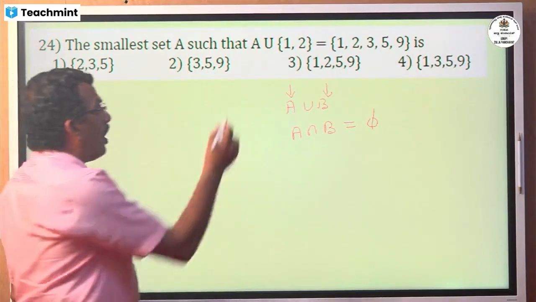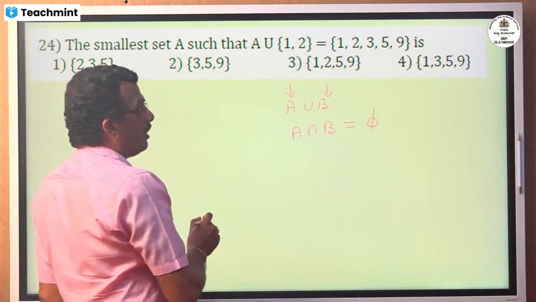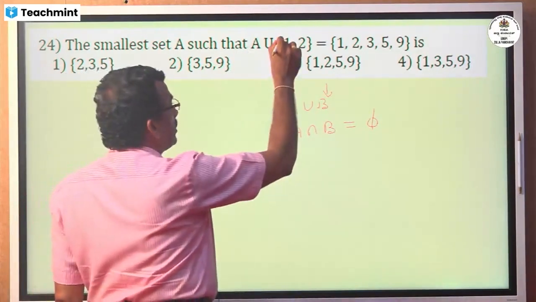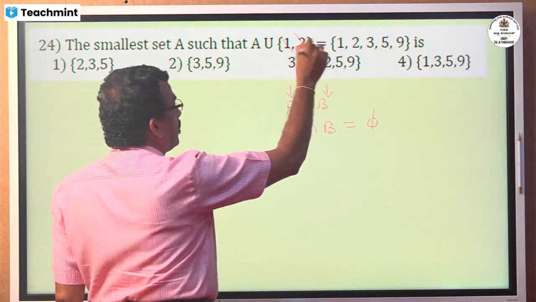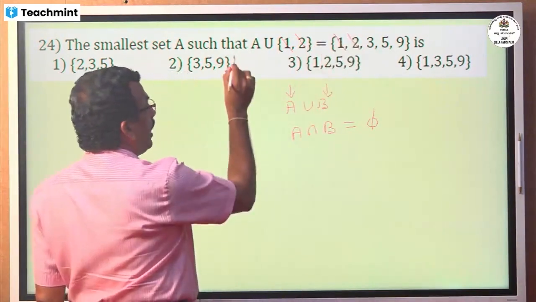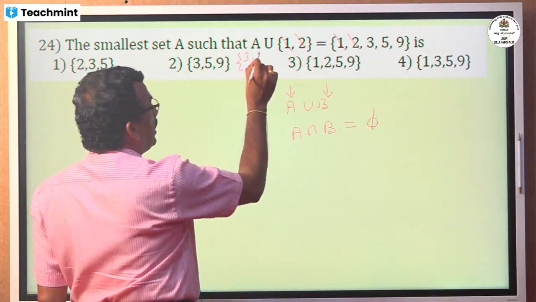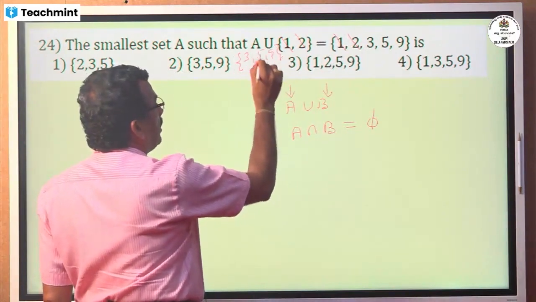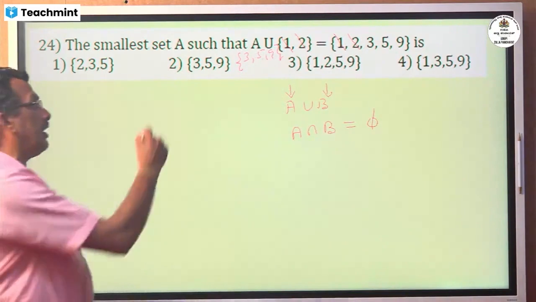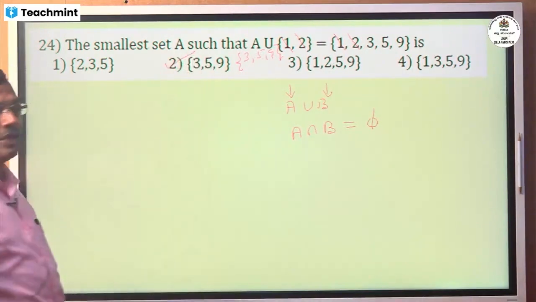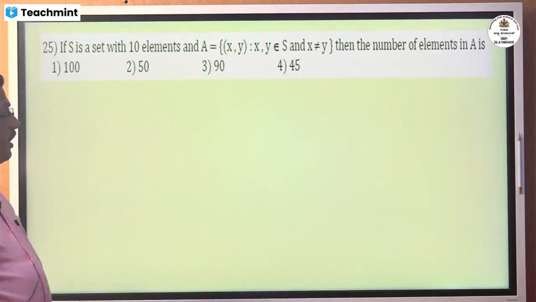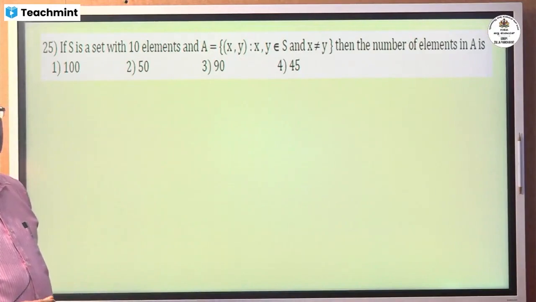Now, what will be A? I have to select A in such a way that it is without 1 and without 2. When I remove 1 and 2 from the union, the remaining elements are 3, 5, 9. So A is the smallest set with elements 3, 5, 9, which means the second option. A very silly question, but in the examination you make mistakes while understanding the statements.